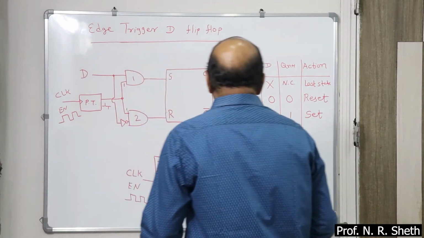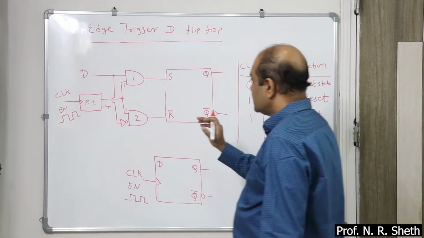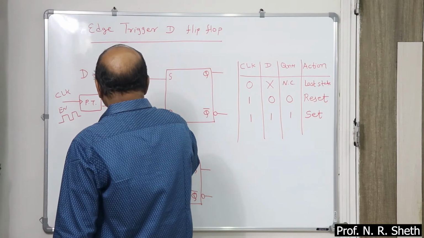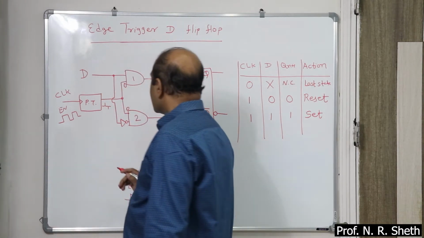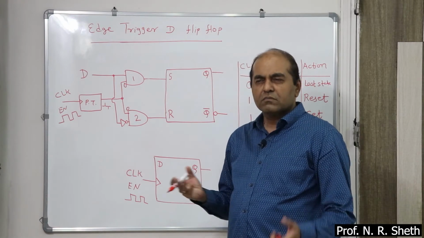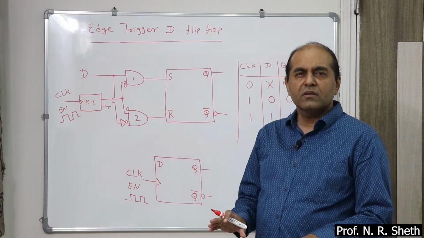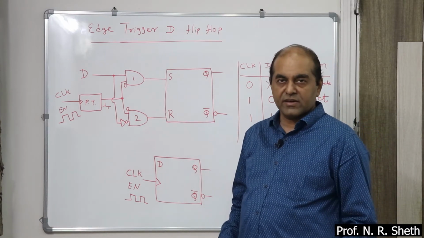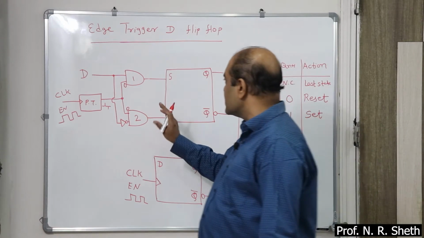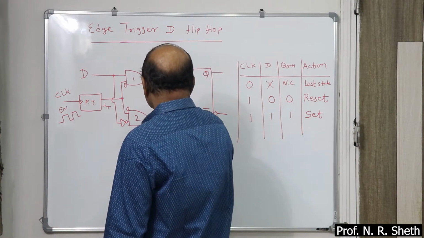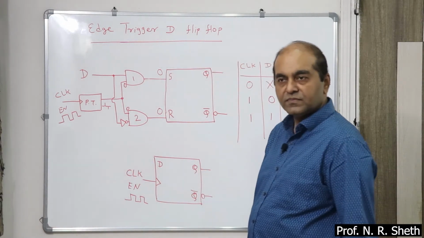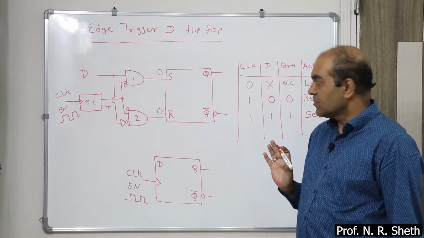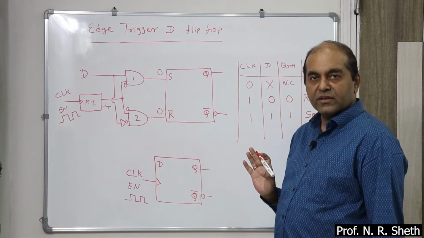Now working. Suppose clock pulse is 0. Either D is available or absent, it doesn't have any impact on the output of AND gate, because one input is already 0. So this one is 0, this one is 0. So it retained the last state. Okay, it retained the last state.